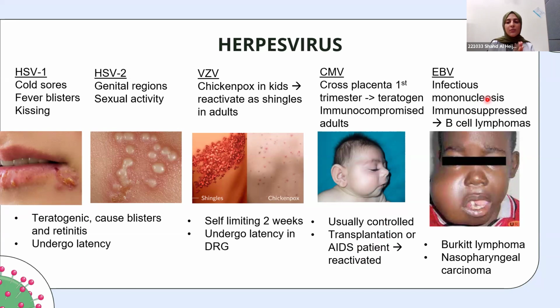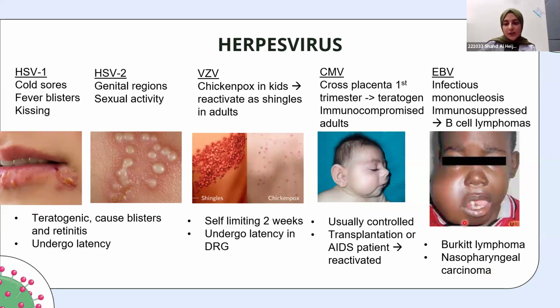We also have EBV. EBV, we said, will affect the B cells. It will cause uncontrolled replication of the B cells. Usually, it can cause infectious mononucleosis, otherwise known as mono, in teenagers. This is basically a specific kind of infection that's not that serious, but it can cause very serious infections. It can cause cancers. We said EBV is oncogenic. So if the patient is immunosuppressed, it can cause B-cell lymphomas. It can cause B-cell lymphoma, Burkitt's lymphoma, nasopharyngeal carcinoma.